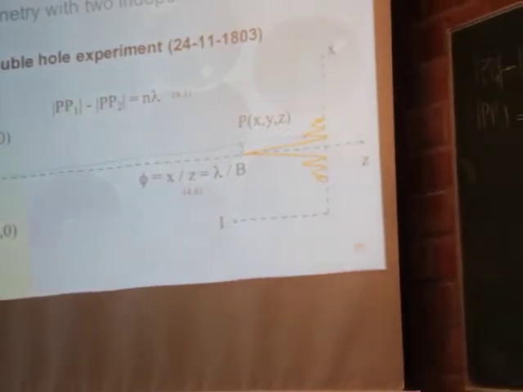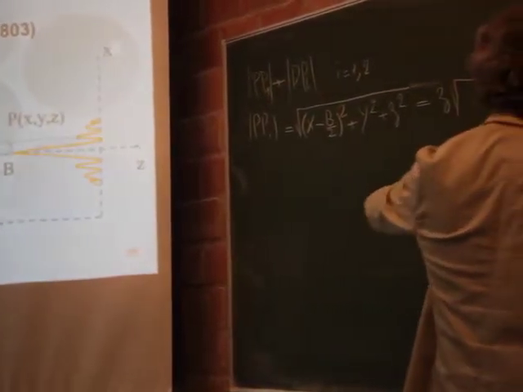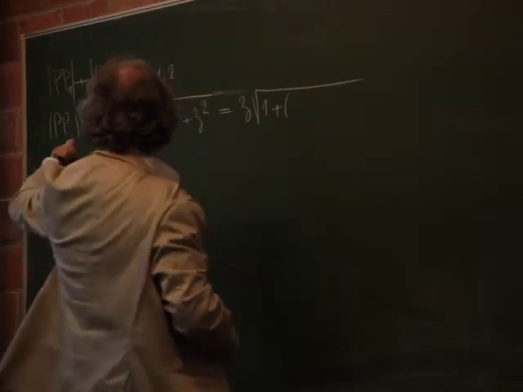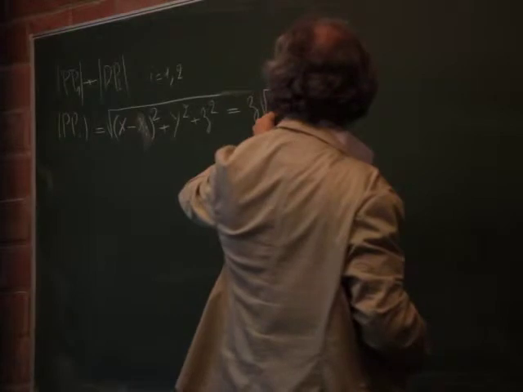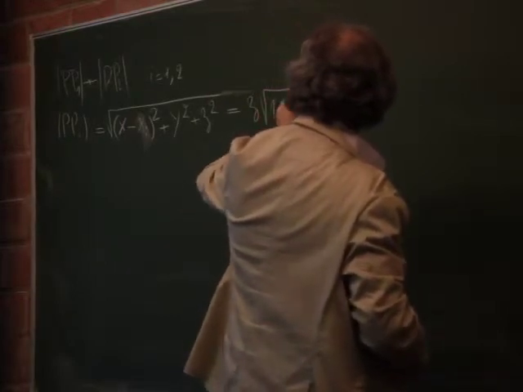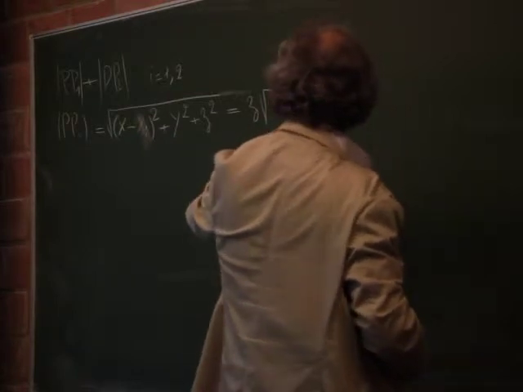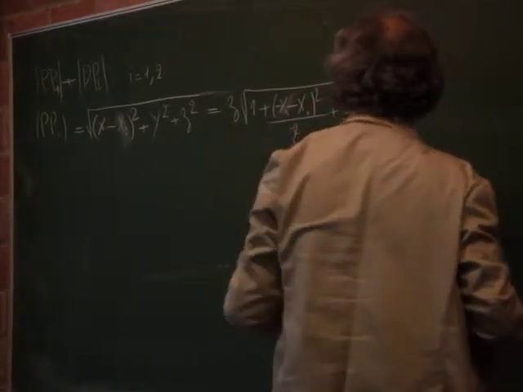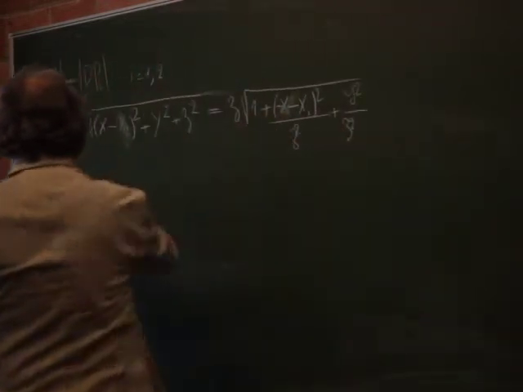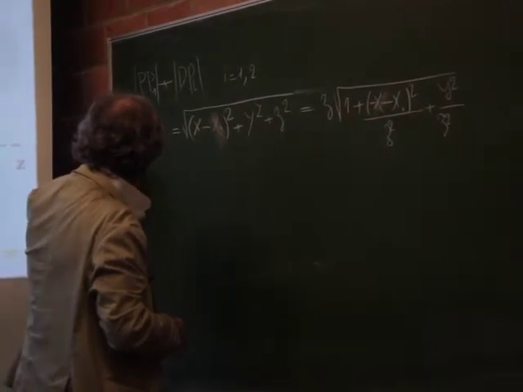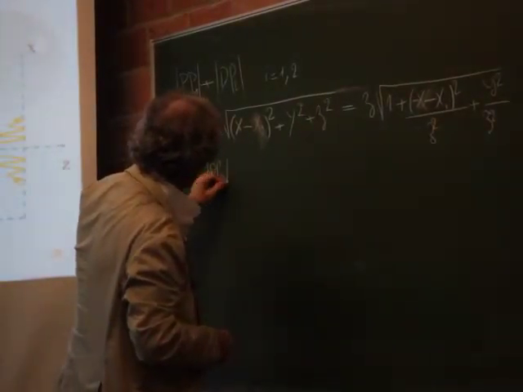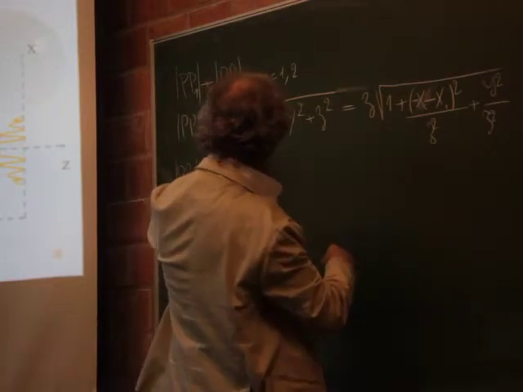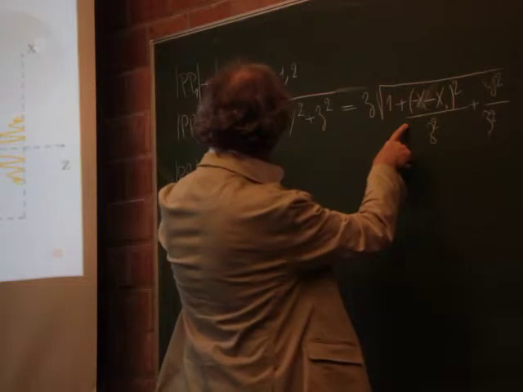So here what I do, I just set z in front of the square root, and I find it's 1 plus x_i minus x squared divided by z squared plus y squared divided by z squared. Okay? Now I come back to PP1 minus PP2. So this will be equal to, you agree? I can set the z just in front, so it will be square root.